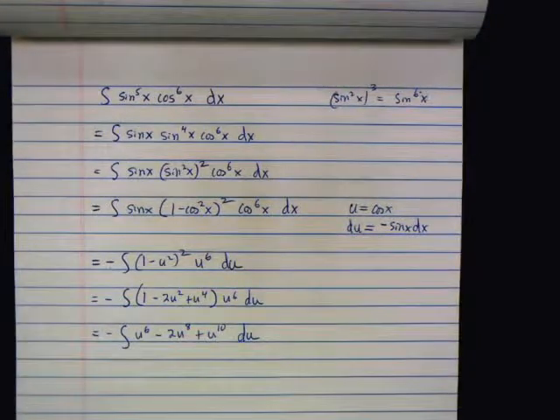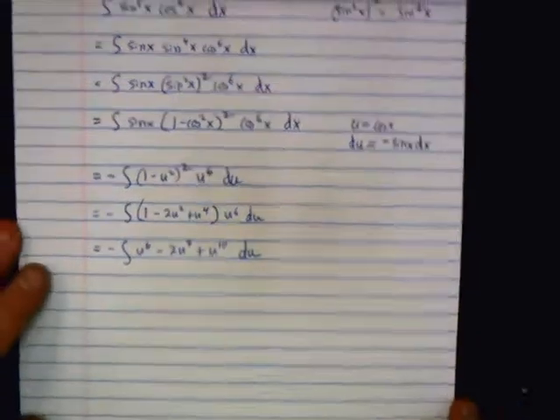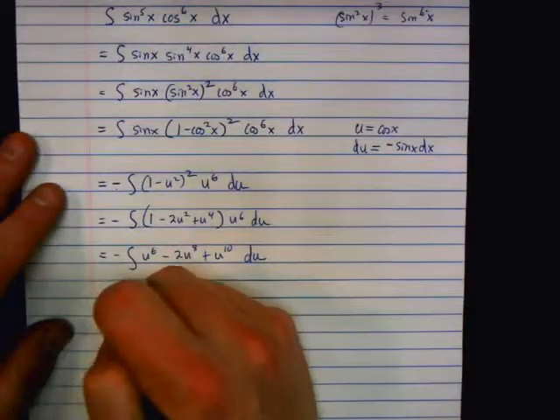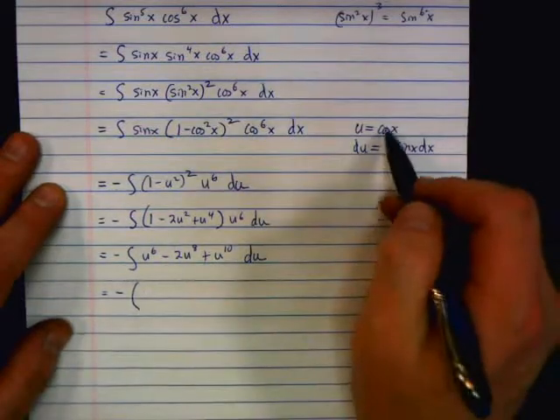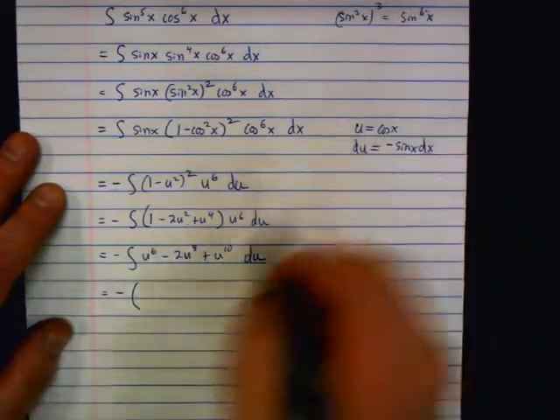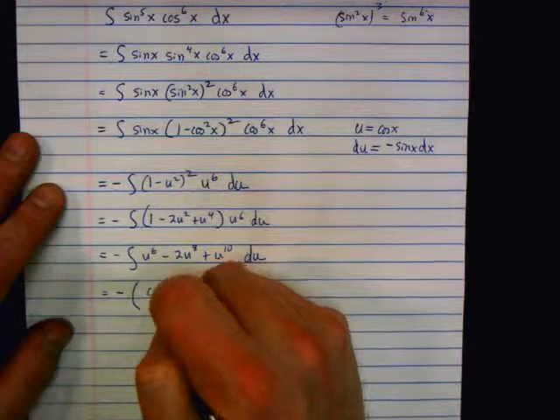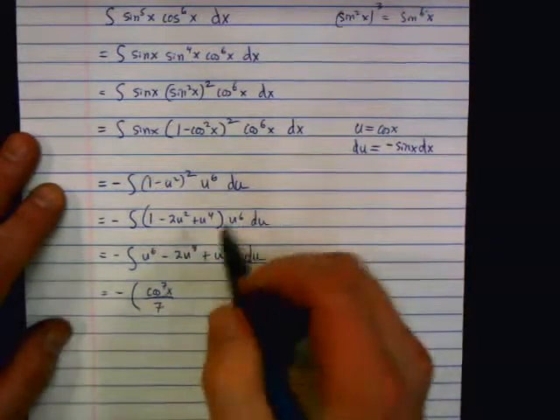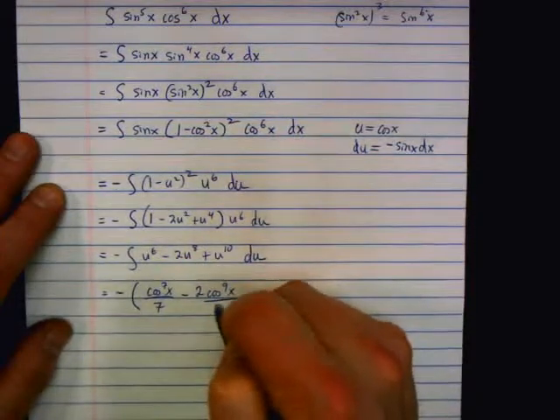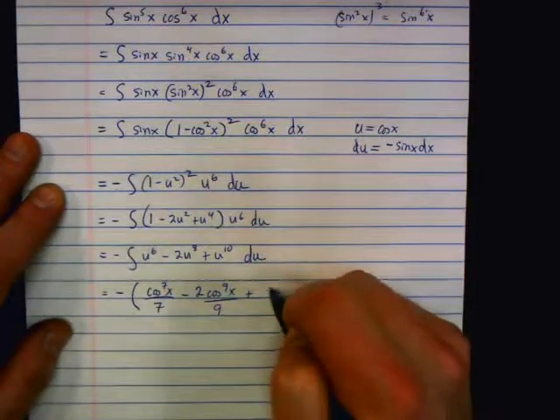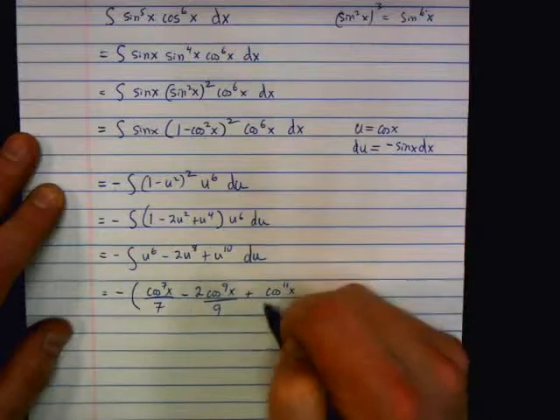And finally, we're in a form where we can integrate term by term: add 1 to our power, divide by our new power. Looks like our answer is negative u to the 7th over 7, but again, I'm going to go ahead and plug my cosine back in. So that's going to be cosine to the 7th x over 7 minus 2 cosine to the 9th over 9 plus cosine to the 11th over 11.